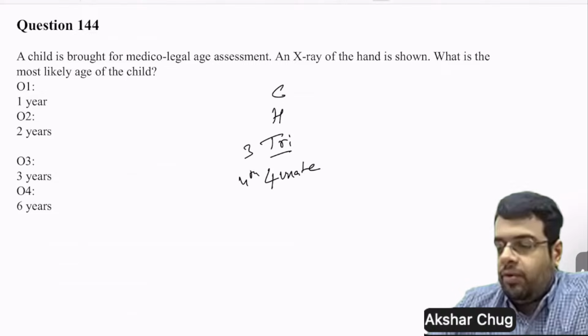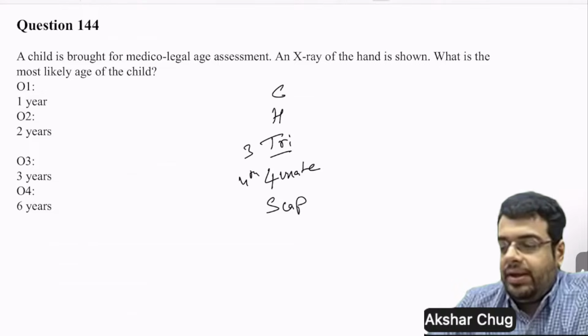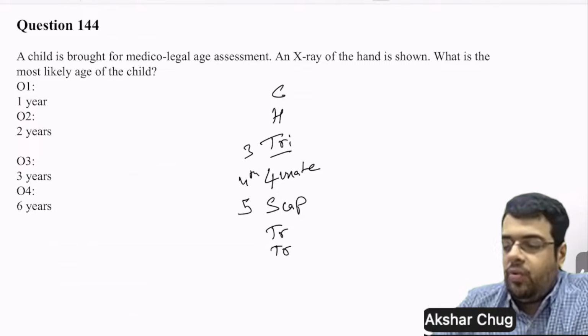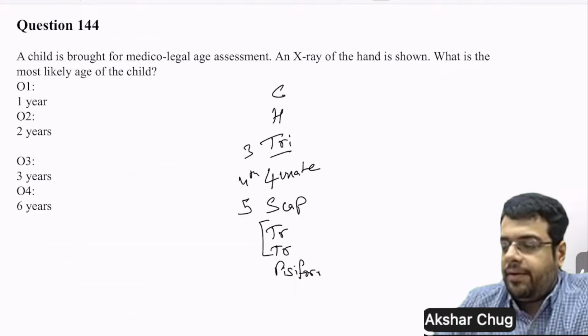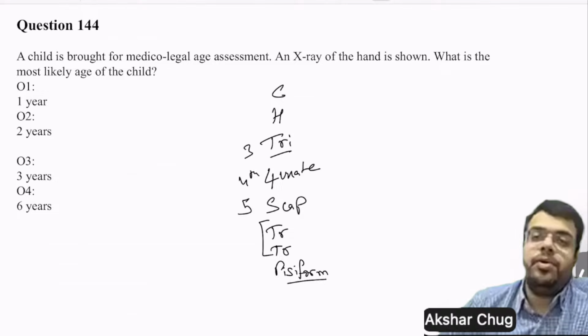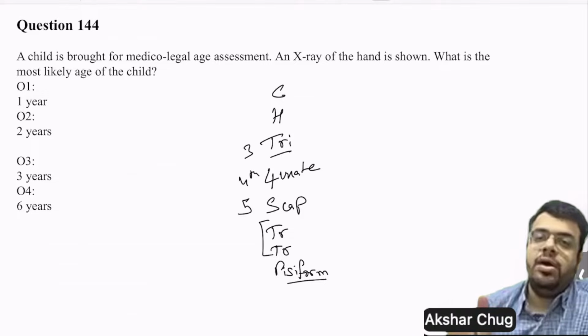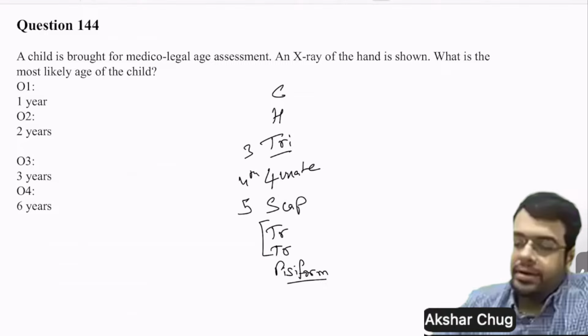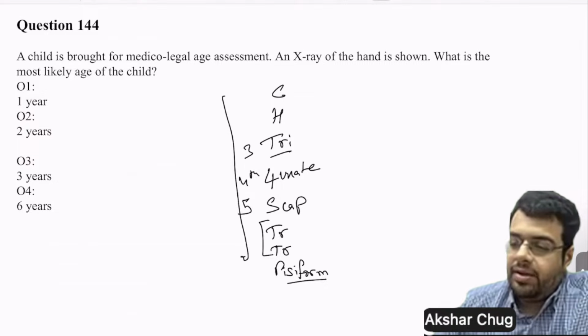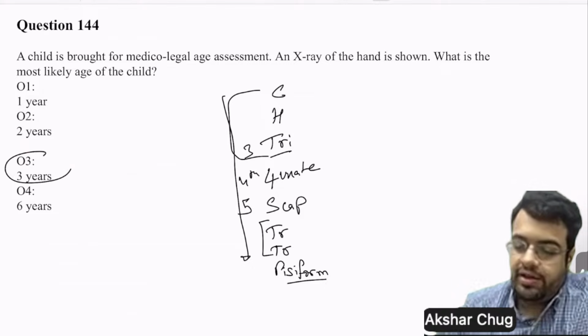Then scaphoid. You can convert the S into a 5. Then trapezium and trapezoid both appear together. And pisiform is the last bone to appear. It's a sesamoid bone, and the ossification happens in the tendon of flexor carpi ulnaris. So this is the sequence, and 3 bones were shown. So the age would come out to be 3 years.